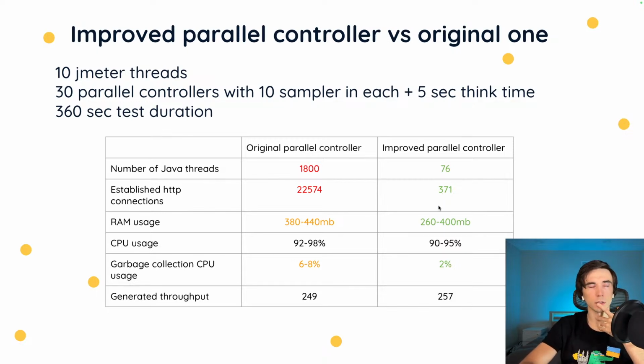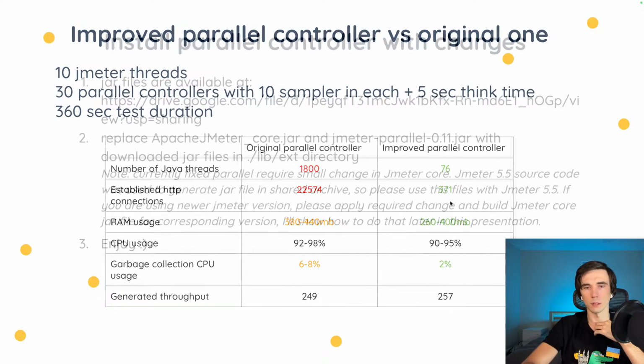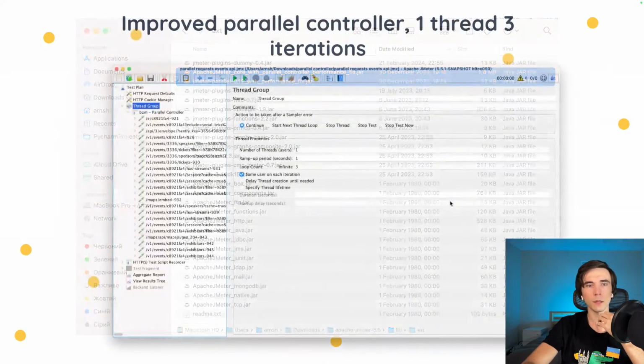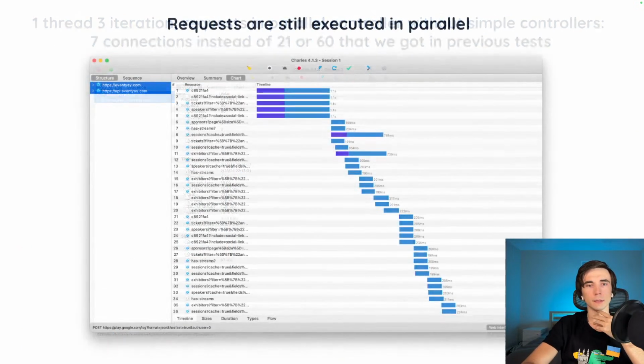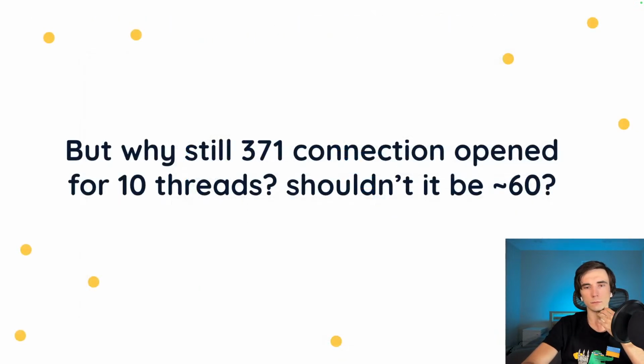Based on this logic, we should have around 60 threads, 60 connections, right? Because we have 6 connections per thread, so it's 6 multiplied by 10, around 60, not 371. So why do we have an extra 300 connections? And it turned out that it's common JMeter behavior, so it's not related to the parallel controller itself.